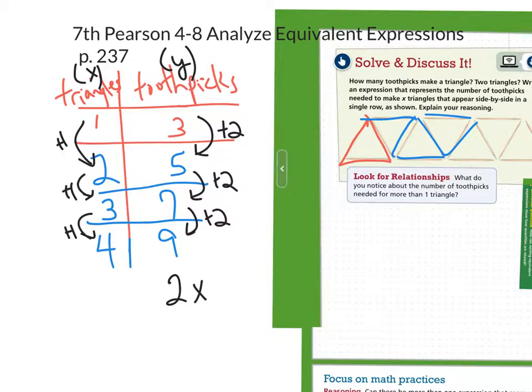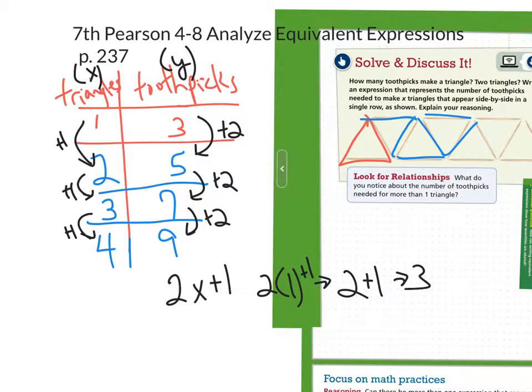In other words, if 2x was my expression, if I put a 1 in place of the x, 2 times 1 would be equal to 2. Okay? But for 1 triangle, I had 3 toothpicks, not 2. So if I got 2 and I wanted to get 3, I just have to modify that slightly. To get from 2 to 3, we would have to add 1. We add 1, then that works.